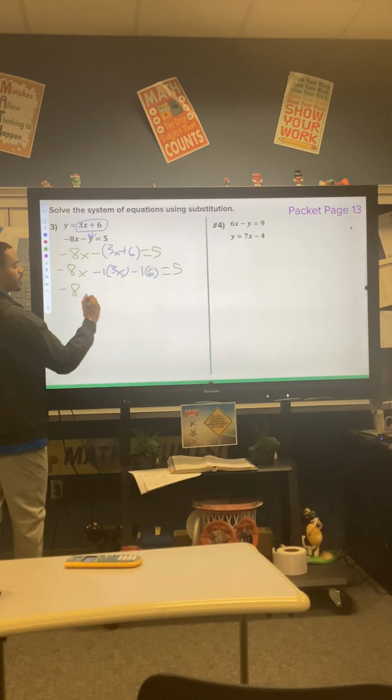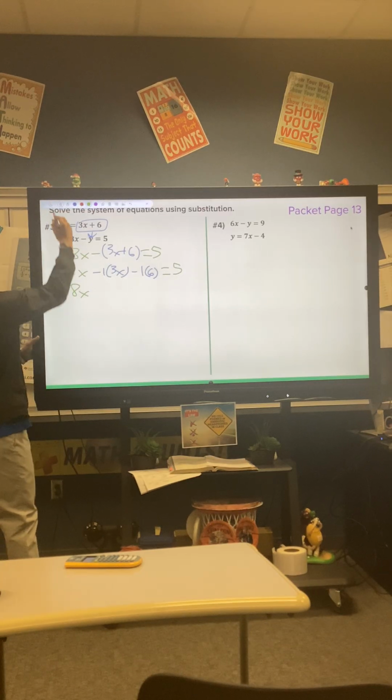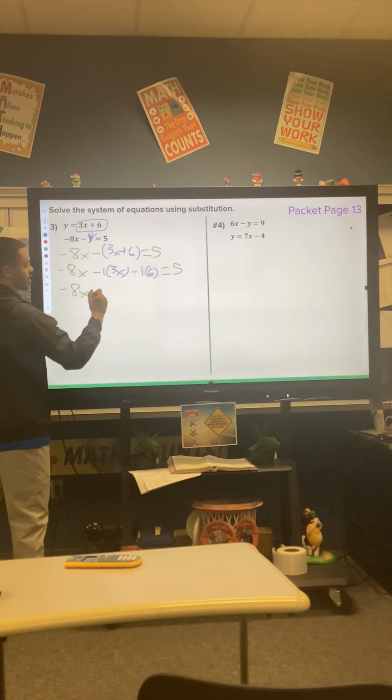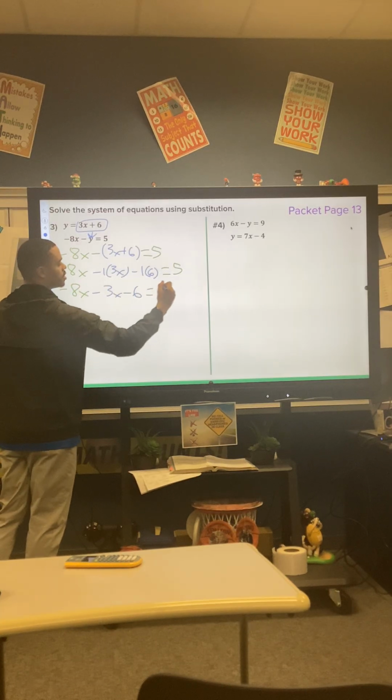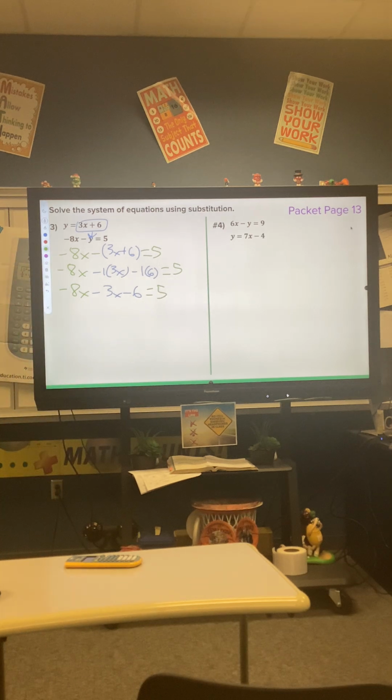So then I still have my negative 8x. But now I'm going to have a negative 3x minus 6 is equal to 5. Does that make sense to y'all? If you just see a negative sign in front of your parentheses, it's a -1. So when we distribute, we have to distribute -1. That makes sense to y'all? We all good here?